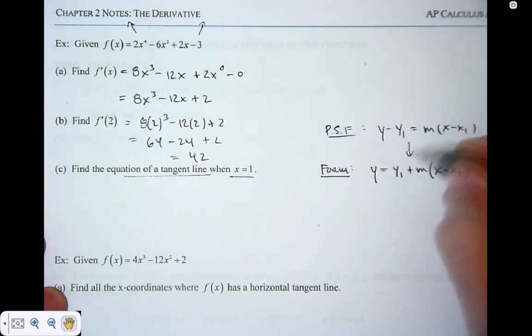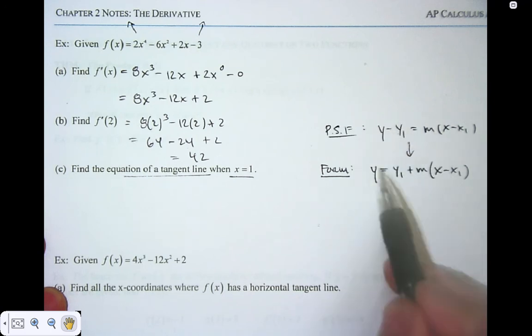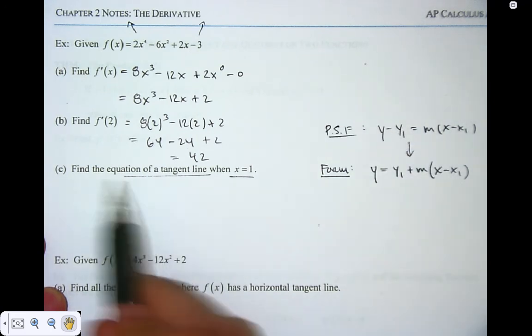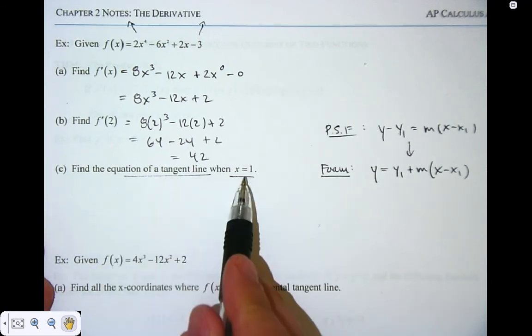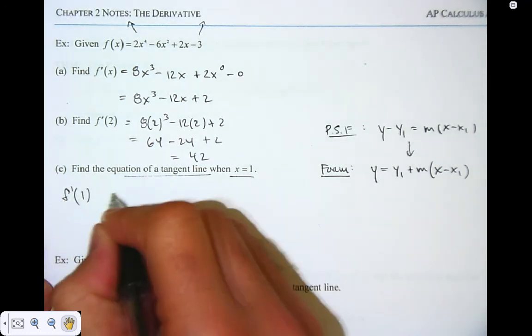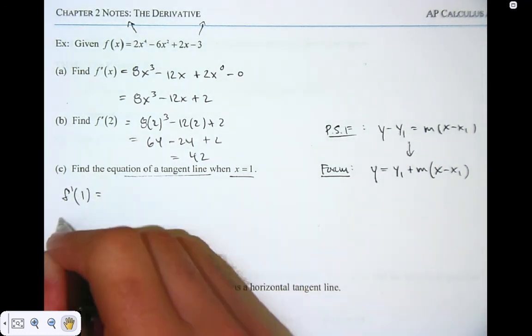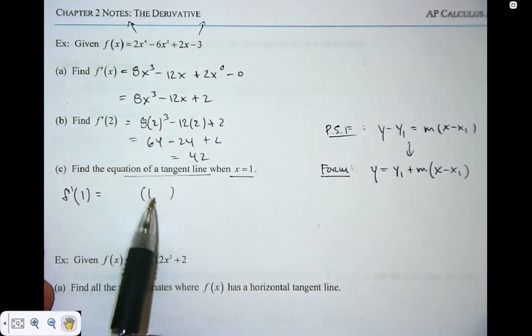All we do in calc is modify that a little bit and add it to the other side so that it's solved for y. Okay, and so when you're asked to find an equation of a tangent line, you will always underline it, and you're looking for two things. You're looking for the derivative at that point, and you're looking for the actual coordinate point, 1 comma something. So you need a slope and a point.